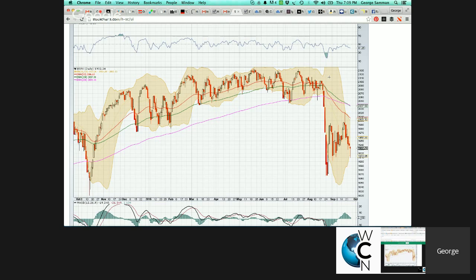Obviously we've broken it. You've gotten a death cross in the S&P, but we're still holding above these lows, and those levels around that 1872 level will be key.